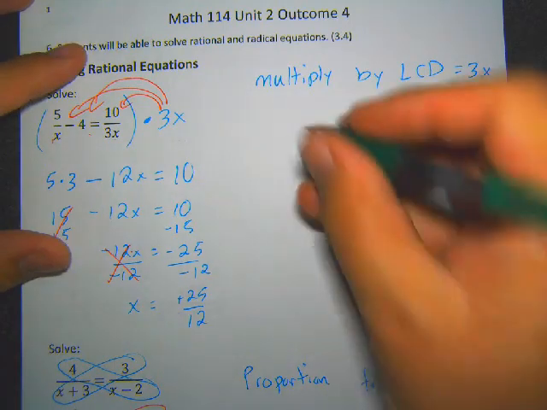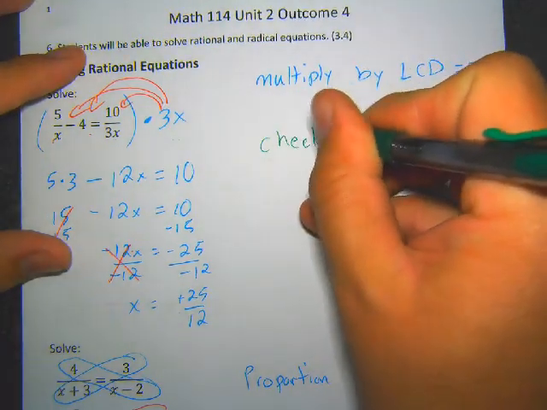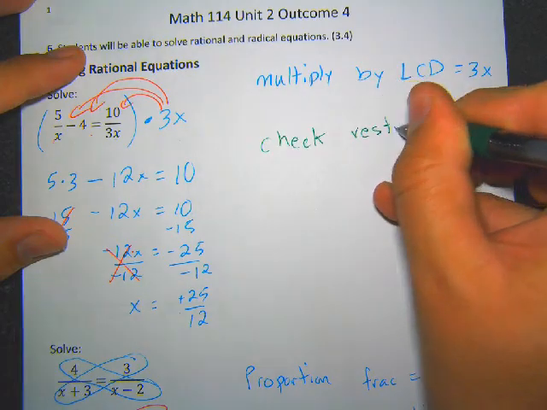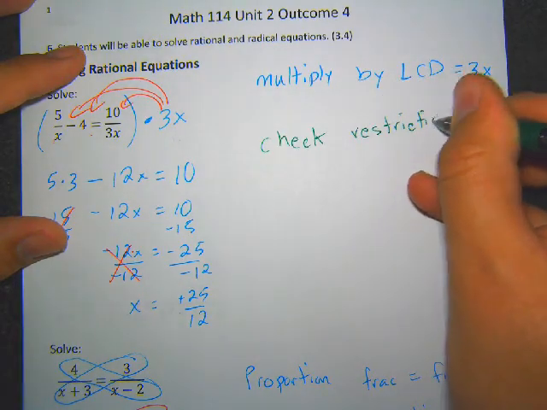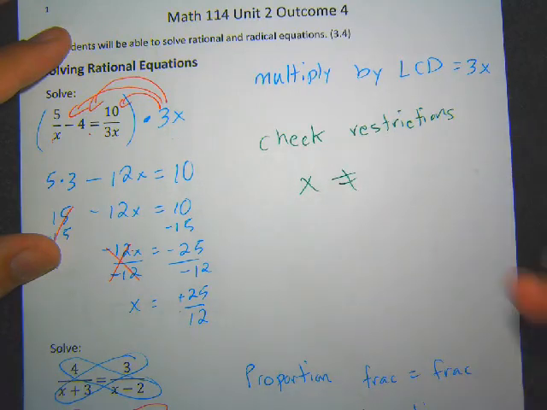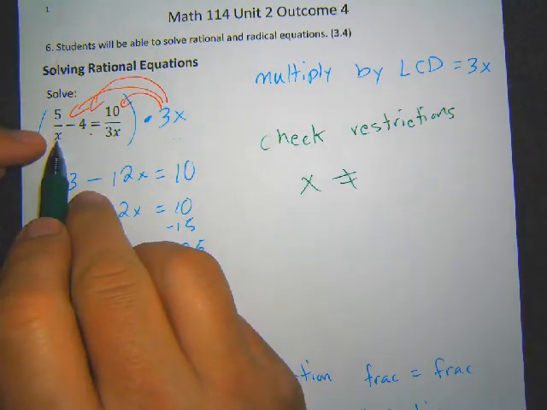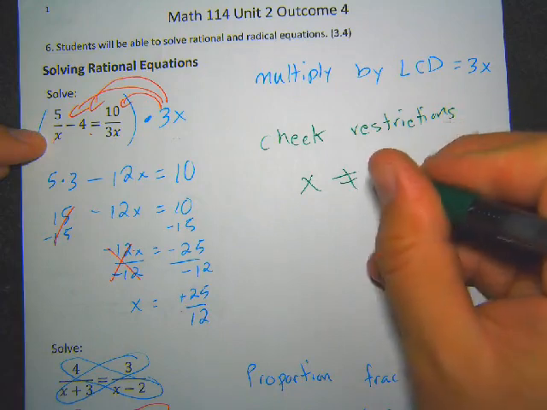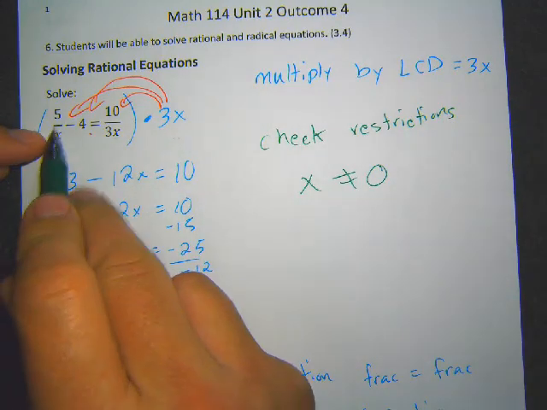So what I do is I check the restrictions. I check what I'm not allowed to use. I call these restrictions because these are the numbers that won't work because they make you divide by 0. So for this case, if I put 0 in the bottom here, that's 5 divided by 0. So x can't be 0 because that would be like having 5 over 0.